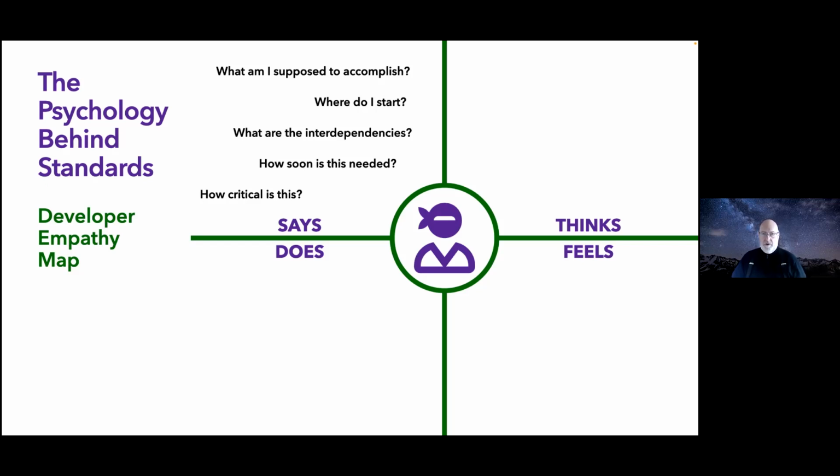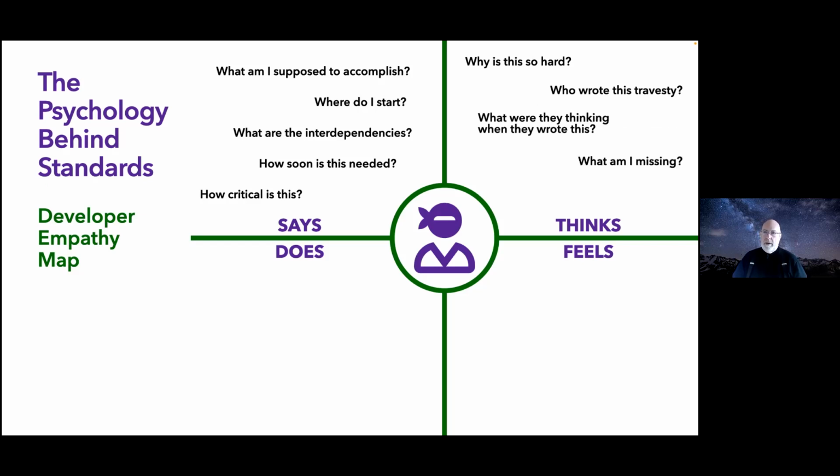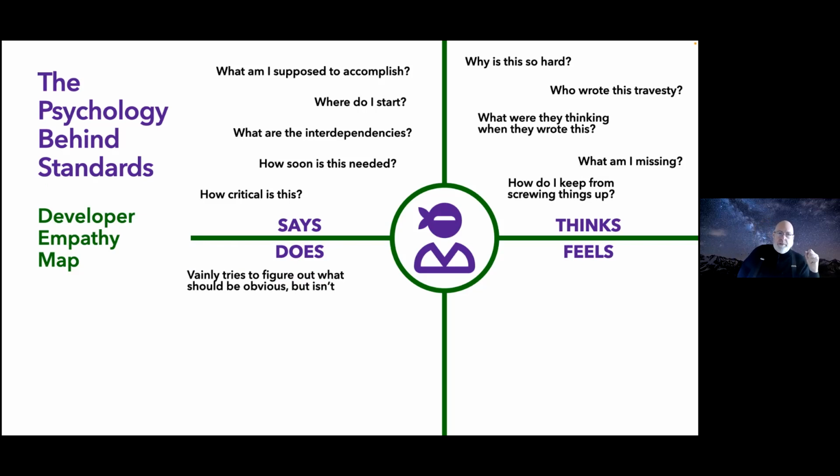But if we don't have standards, then we start dealing with these others in a bigger way. So why is this so hard? Who wrote this travesty? What were they thinking when they wrote this? What am I missing? And how do I keep from screwing things up further? And then we're going downhill from there, and vainly try to figure out what should be obvious but isn't. Paralyzed into inaction at times, depends on the developer's personality. Some people have that problem. And coupled with that is afraid to seek clarification. If I have to ask, then maybe they'll think I'm incompetent, kind of insecurities.